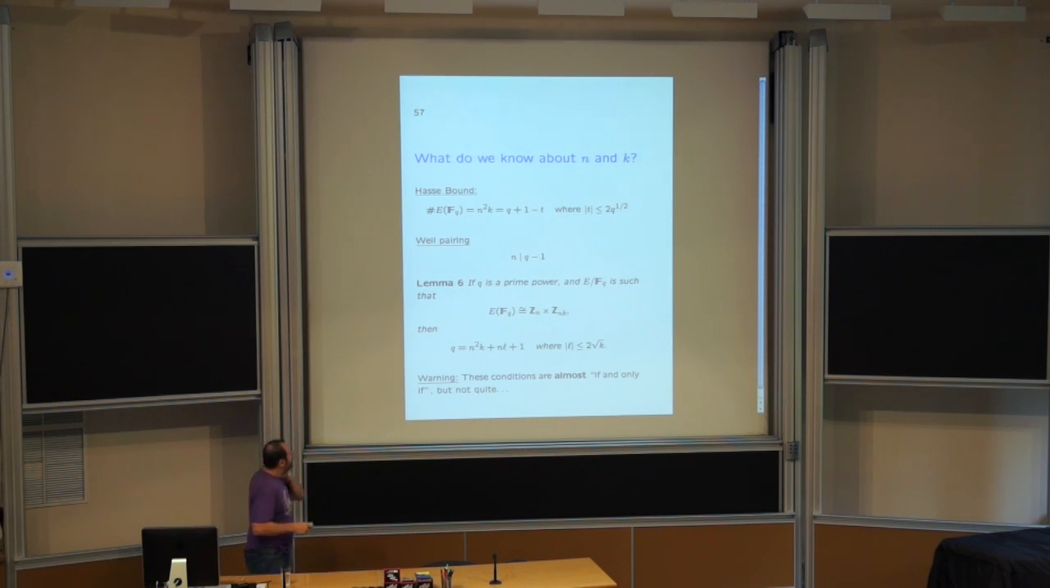Now, as you see, the statement says if Q is a prime power, then what's really important to remember is that, first of all, these conditions are almost if and only if, but not quite. So if you say it's if and only if, you will be wrong, but not very wrong. And actually, if Q is prime, it's just if and only if. So for prime numbers, not for prime powers, for prime numbers, these conditions are equivalent. So if Q is of this shape, then there is a curve which satisfies this condition. So it's only for primes, I repeat it again.